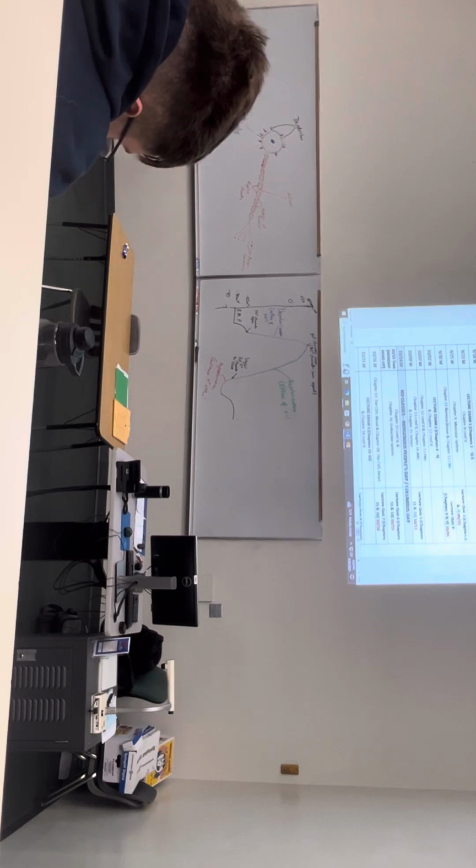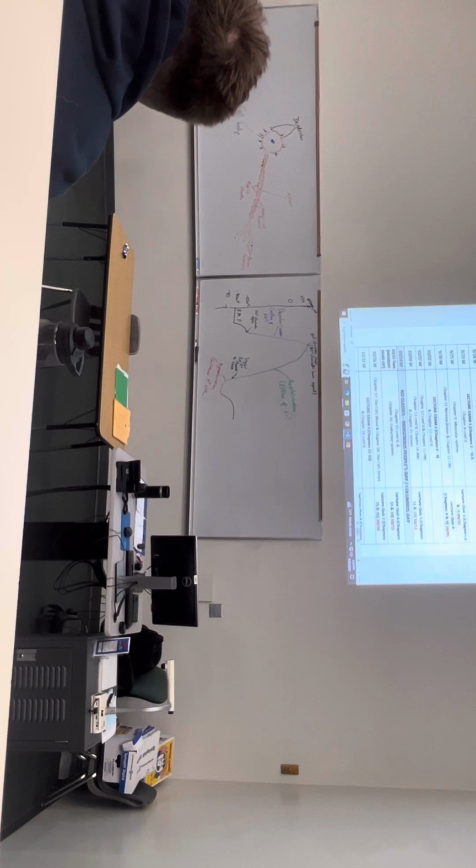Where do we find cardiac muscles? In the heart. Anywhere else? What about blood vessels? The walls of blood vessels, what kind of muscles? Smooth, right? So the walls of hollow organs should be smooth.